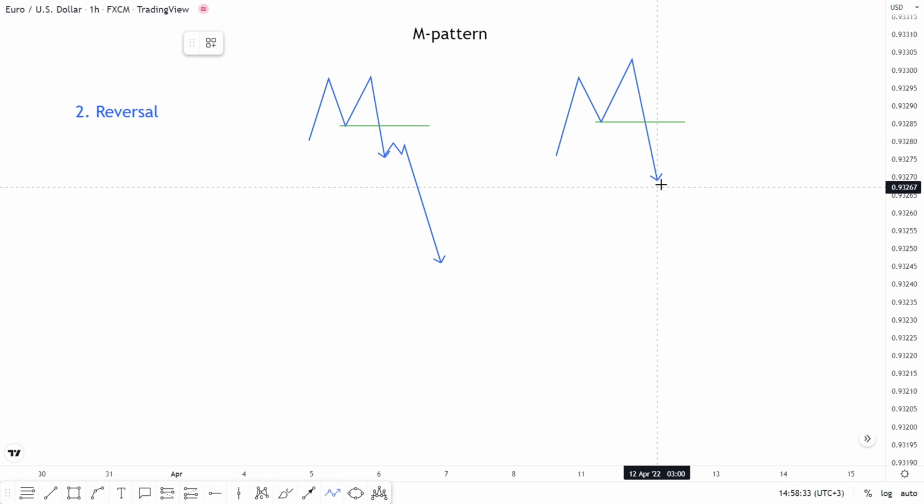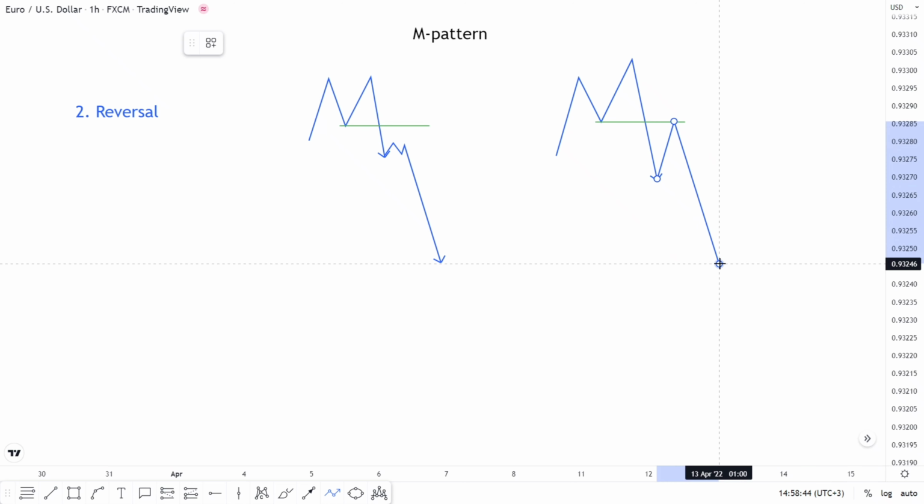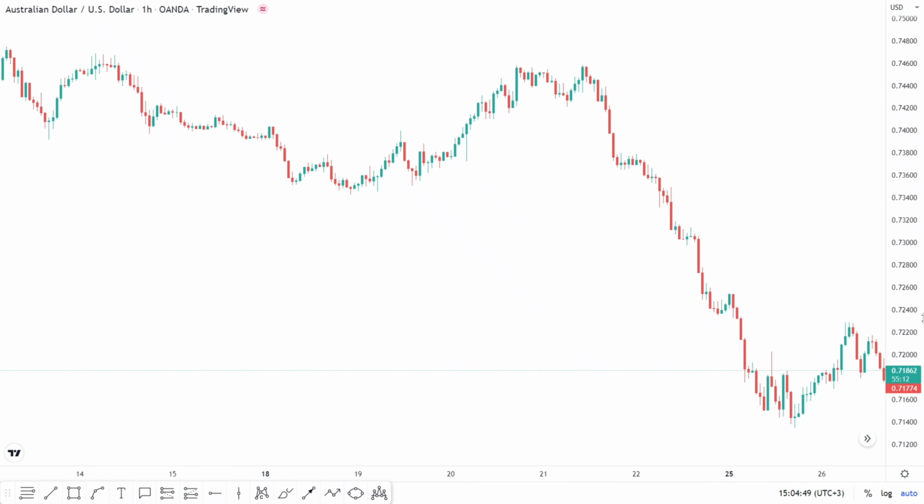Another way that it will play out, which is one of the safest ways to trade, is that you wait for this price to go and retest the neckline. Price goes all the way back, retests the neckline, then it now drops. So this is where you want to get your entry. Let's see an example with the live charts. This is AUD/USD on the 1 hour time frame.